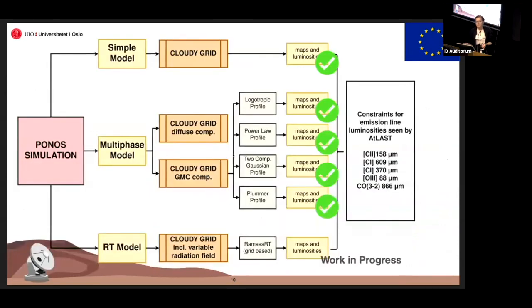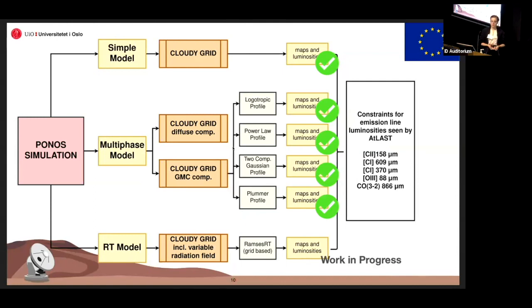As I said, I'm testing different models, and these are the three main models I use. The first one is a simple model where I take exactly what the simulation is giving me, put a Cloudy grid on it, and then see what the emission maps and luminosities look like. The second model is the multi-phase model where I divide the gas into a dense component and a diffuse component. For the diffuse component, I again use just the simulation values, but for the dense or GMC components, I apply subgrid density profiles, and I'm testing a few of them just to see what difference it makes.